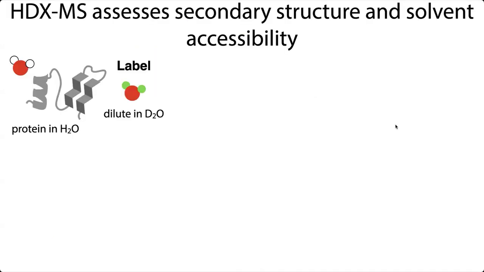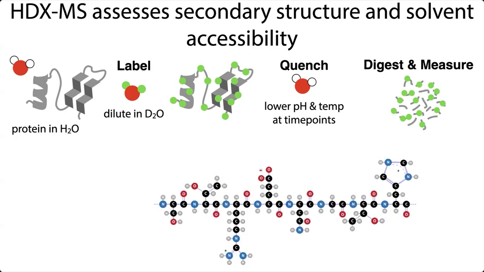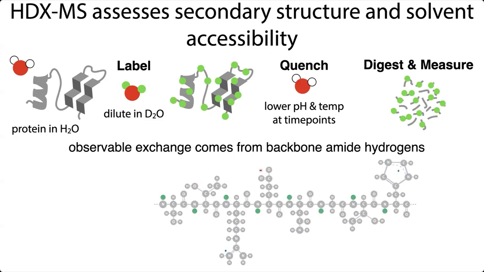So we take our argonaute and we label it. We dilute it in that deuterated water. And over time, the regions of the protein are going to get labeled. Those hydrogens, normal protiums, are going to be switched for deuteriums. At different time points, we're going to quench it. We lower the pH and temperature. We then cut it up. So we use something like pepsin to digest the protein, to get those different pieces. Our observable exchange is going to come from those amide backbone hydrogens.